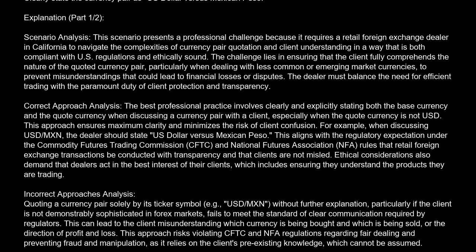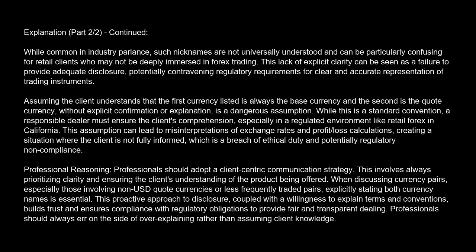Referring to a currency pair by its common nickname, e.g., the Aussie, without also stating the official currency names, Australian dollar and US dollar, introduces ambiguity. While common in industry parlance, such nicknames are not universally understood and can be particularly confusing for retail clients who may not be deeply immersed in Forex trading. This lack of explicit clarity can be seen as a failure to provide adequate disclosure, potentially contravening regulatory requirements for clear and accurate representation of trading instruments.